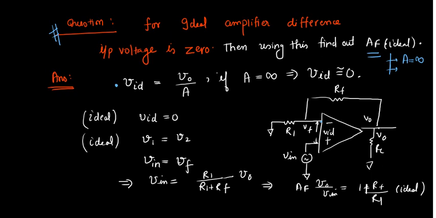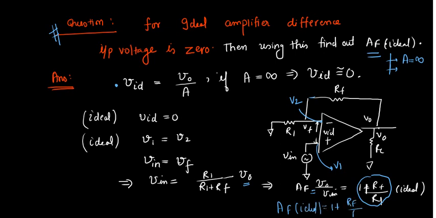V1 is equal to V in for the same feedback configuration. See this figure, right? So this is your V1. At the positive terminal we call V1, and the voltage at the negative terminal we call V2. Not negative, inverting. V in is equal to Vf, and Vf was R1 divided by R1 plus Rf into V naught. Correct? From that, you see that AF ideal is V naught by V in, which is equal to 1 plus Rf by R1.